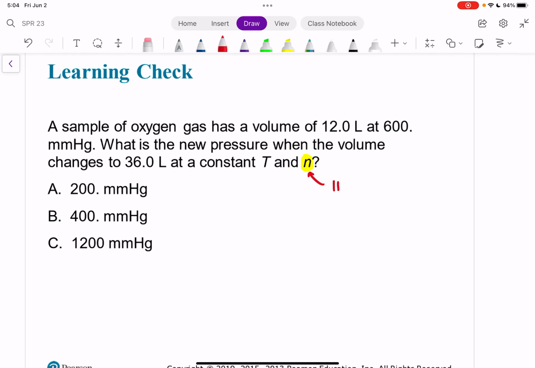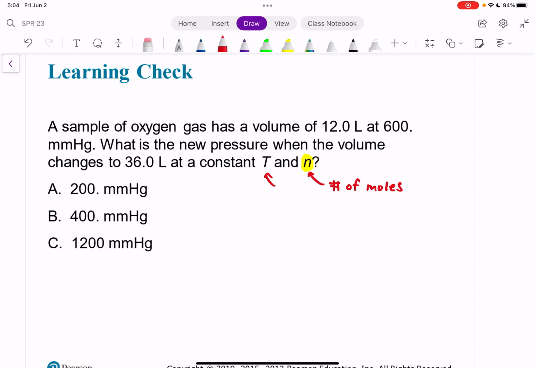In this case, we have oxygen gas. Assuming that we keep that oxygen gas sample at the same temperature and we don't add or remove any of our moles of that gas, we have the same amount. Then we can use Boyle's law to solve this. You'll see that lowercase n variable in further equations in the future, so make sure you remember that n stands for the number of moles. And for temperature, we always use a capital T. All right, let's try this out.